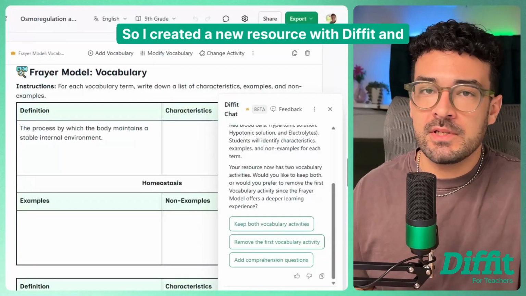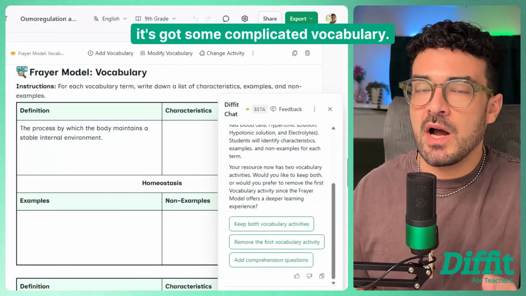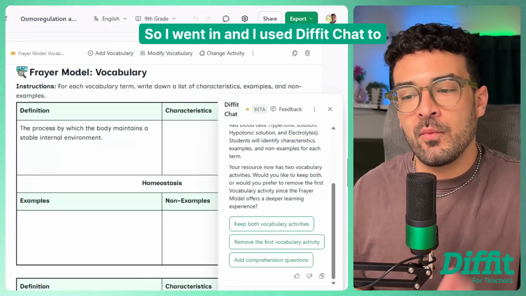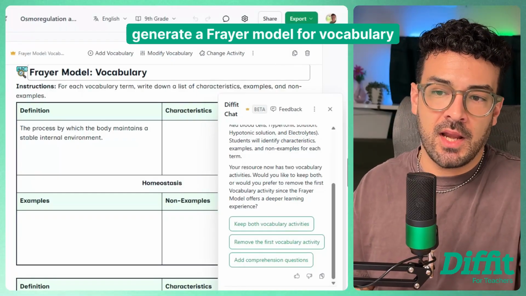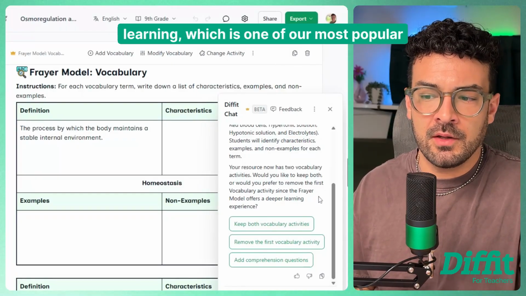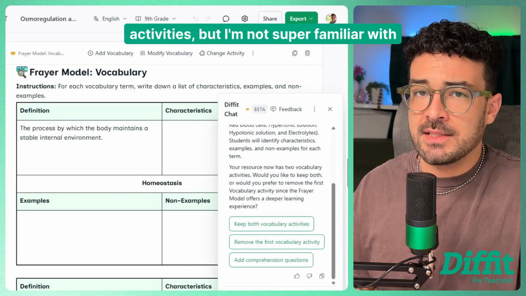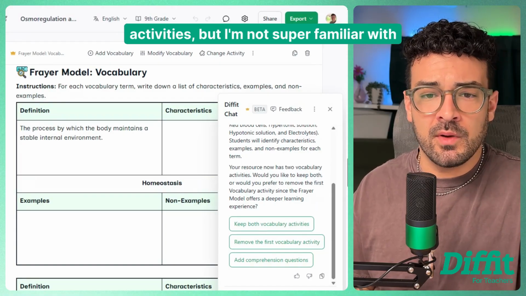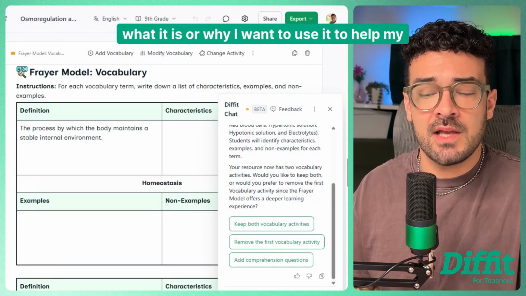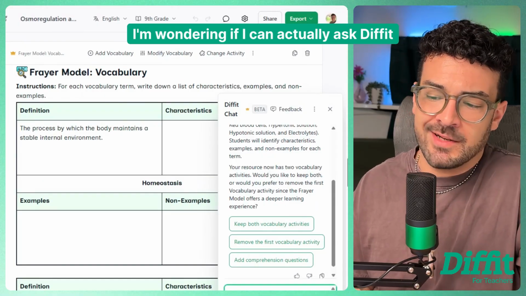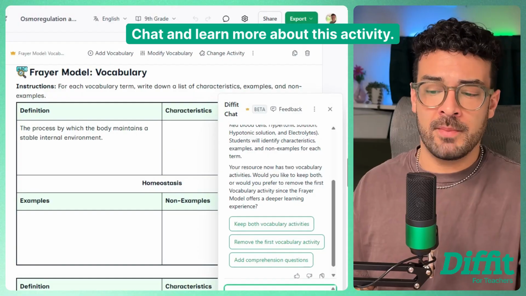So I created a new resource with Diffit and it's got some complicated vocabulary. So I went in and I used Diffit Chat to generate a Frayer model for vocabulary learning, which is one of our most popular activities, but I'm not super familiar with what it is or why I want to use it to help my students learn. I'm wondering if I can actually ask Diffit Chat and learn more about this activity.